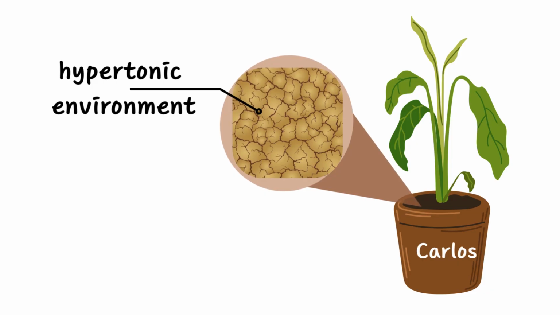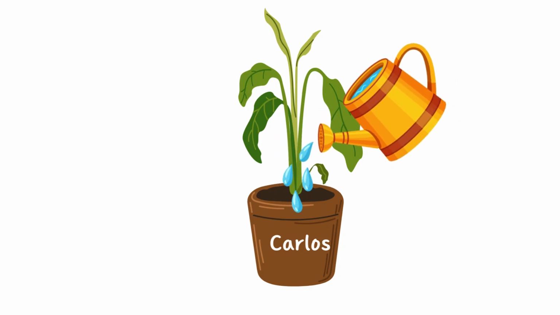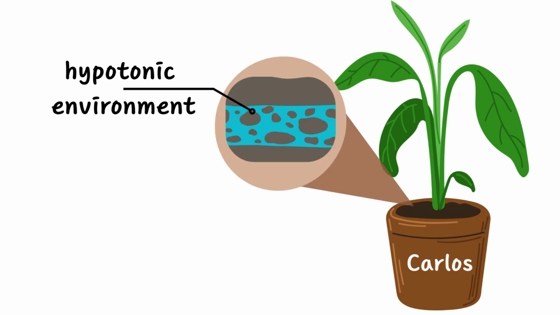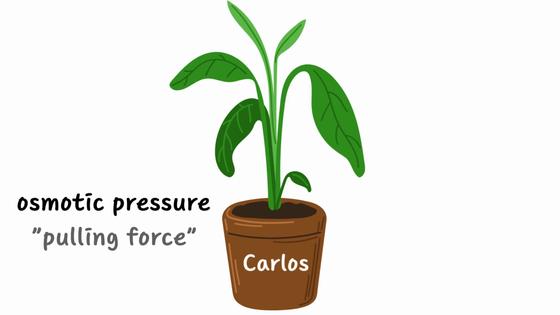But don't worry, there's a happy ending to this story. When I noticed this, I gave him a good drink of water. Suddenly, the soil was full of water. This flipped the script. Now, the soil was a hypotonic solution, meaning it had a higher water concentration than the cells in Carlos' roots. Osmosis kicked in and water rushed from the soil into the plant's root cells to balance things out. As Carlos' cells filled with water, they became firm or turgid. Just like that, he was back, thanks to osmosis. That movement of water is driven by something called osmotic pressure. You can think of it as the pulling force a solution has to draw water in. Carlos' cells had a higher osmotic pressure, so they pulled water right in.